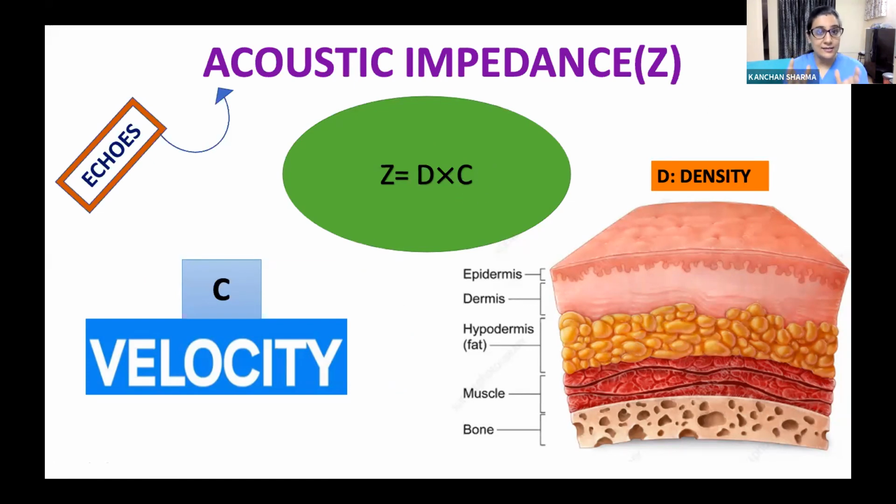What exactly is the importance of it? Supposedly you take bone, okay? Bone has a very high acoustic impedance, so it will not allow the sound wave to pass through it. Most of it will get reflected back, right? So the echoes are gonna be more if the acoustic impedance of a structure is high, right? That is the clinical implication of knowing acoustic impedance.